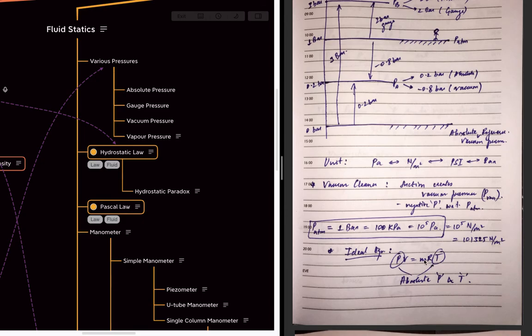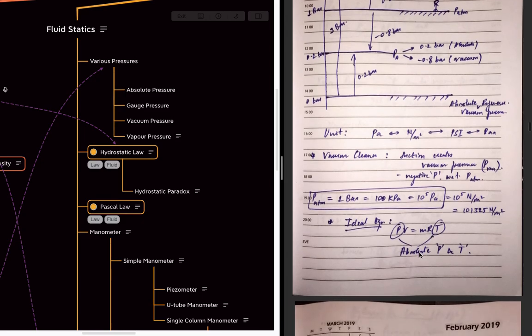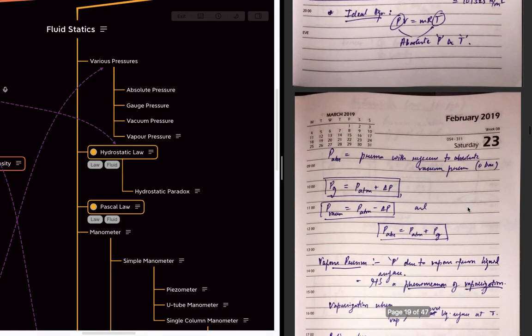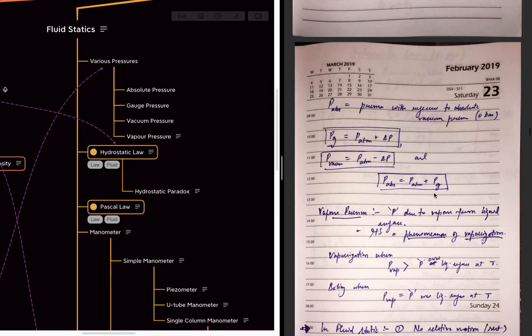if these values are constant, we will basically use absolute pressure and absolute temperature. So what is absolute pressure? Pressure with reference to the absolute vacuum is called absolute pressure. Gauge pressure is equal to the additional change in pressure above atmospheric, meaning positive pressure. Vacuum pressure is atmospheric pressure minus the change in pressure, and absolute pressure is atmospheric pressure plus gauge pressure.